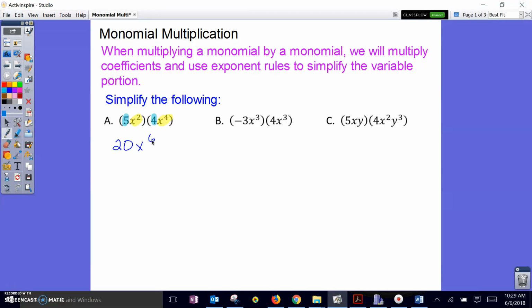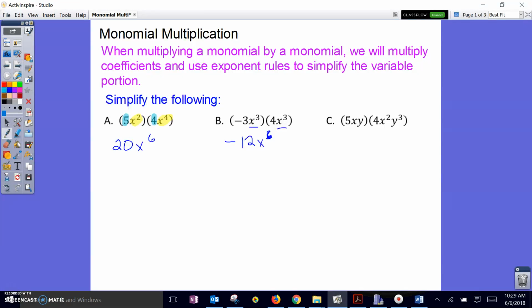Part B, same approach. We're going to multiply the coefficients. Negative 3 times 4 gives us negative 12. And we're going to multiply x to the third times x to the third. Again, we add the exponents. Leave the base the same. Add the exponents. 3 plus 3 is 6. So this ends up being negative 12x to the sixth.